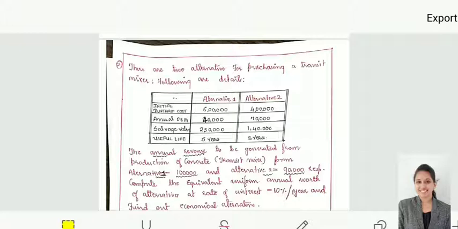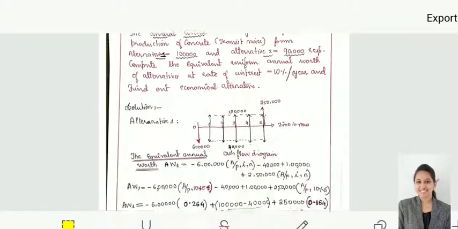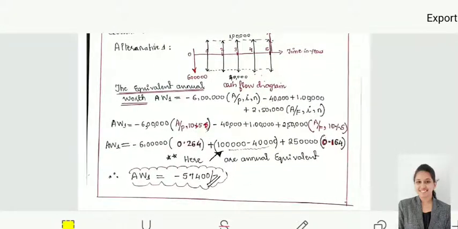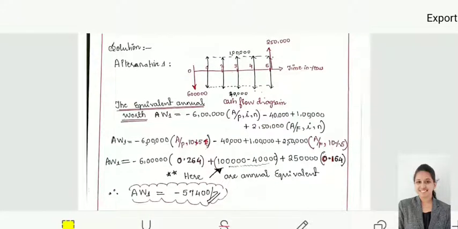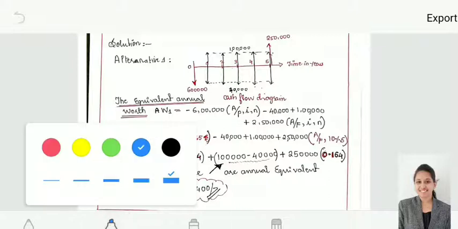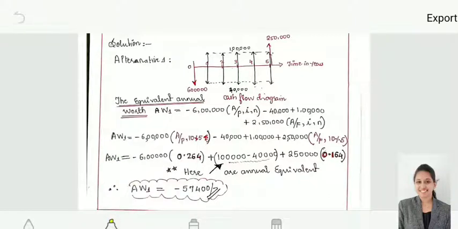Additional to the top columns, they have also mentioned revenue. We are getting equal revenue at the end of the year, that is for alternative 1 it is 1 lakh and for alternative 2 it is 90,000. Compute the equivalent uniform annual worth of the alternatives at a rate of interest of 10% and find out the economical one. So before solving the particular example, we have to consider the cash flow diagram. Okay, so you are able to see the cash flow diagram.